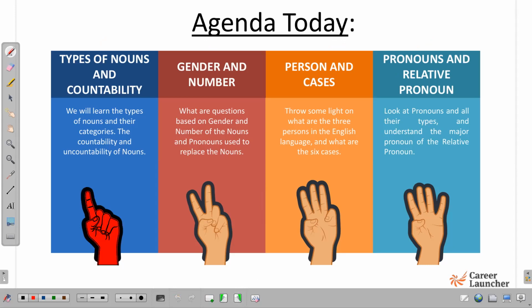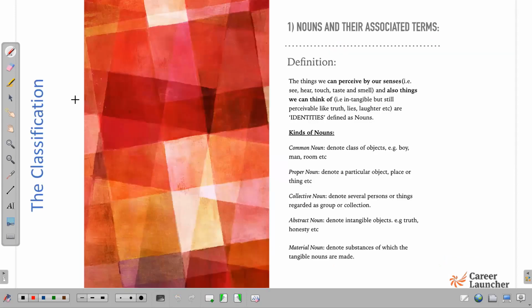The first one, which is about understanding nouns. As I said in the previous class, nouns are about understanding the entities within the sentence. But here we understand nouns in a more vivid form, that nouns are things that we can perceive. We can perceive by our senses, that is, we can see, hear, touch, taste and smell, and also things that we can think of. The intangible but still perceivable, like truth, lies, laughter. We can observe movement, theft, all these abstract nouns, ideas, concepts, dreams. We can talk about them, but we can't touch them.